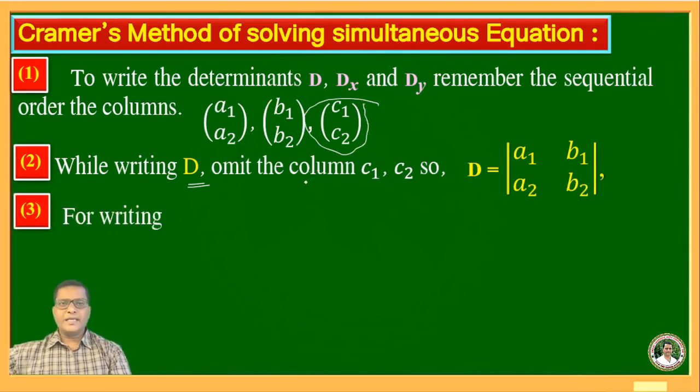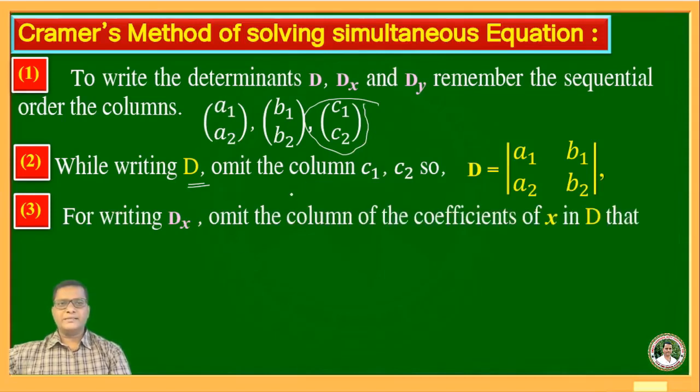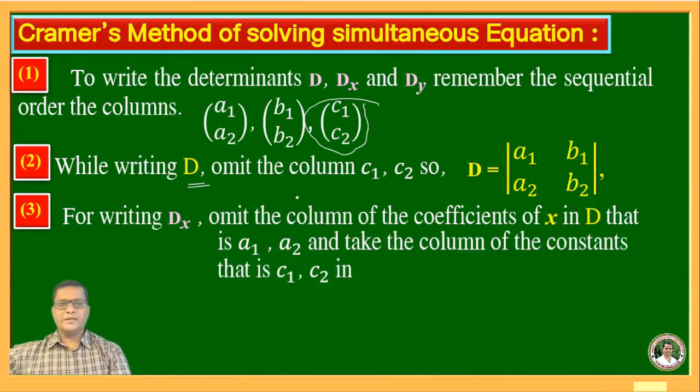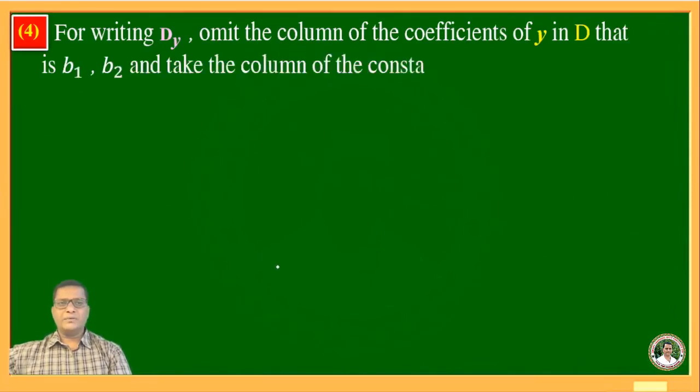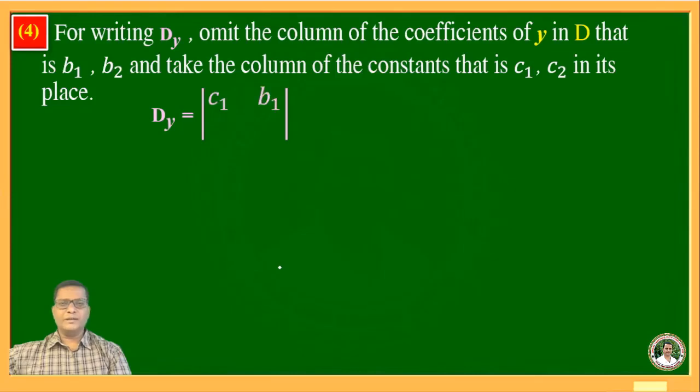Third, for writing dx, omit the column of coefficients of x in d, that is a1, a2, and take the column of constants, that is c1, c2, in its place. Therefore dx is equal to c1, c2, b1, b2. Fourth step is, for writing dy, omit the column of the coefficients of y in d, that is b1, b2, and take the column of constants, that is c1, c2, in its place. Therefore dy is equal to a1, a2, c1, c2.